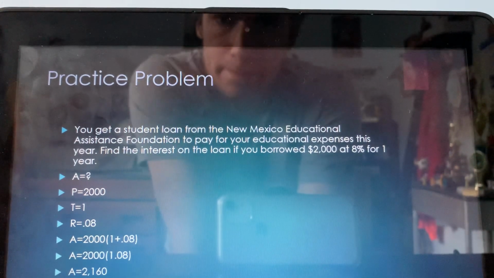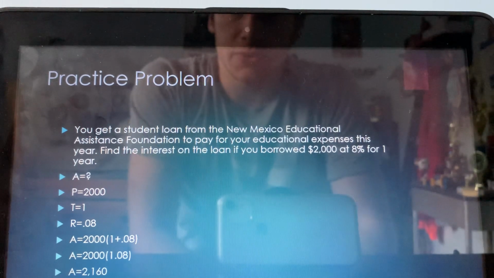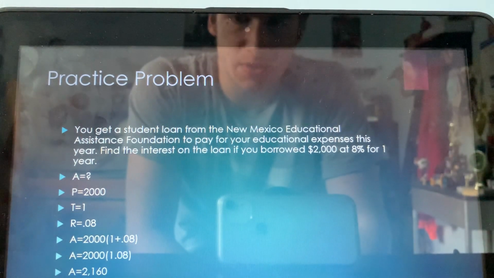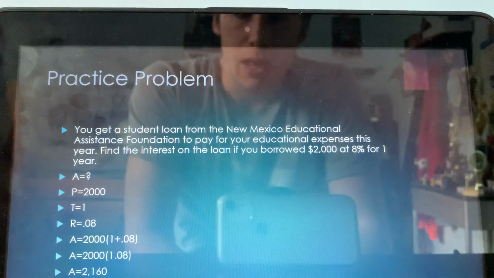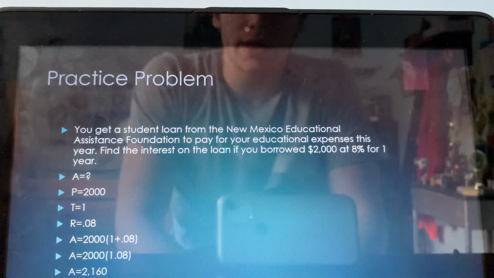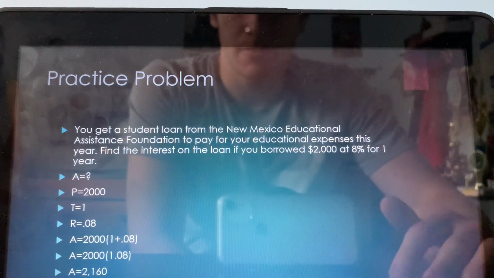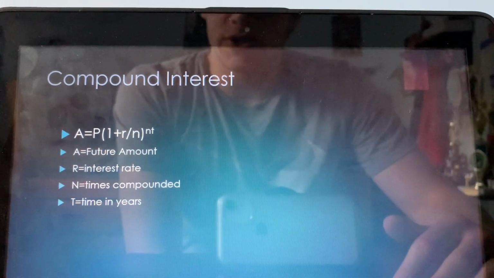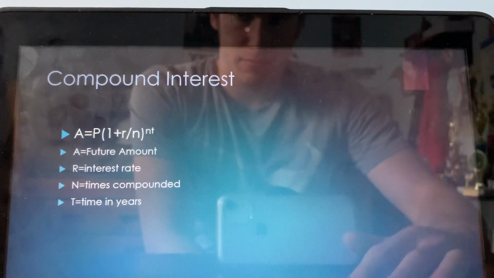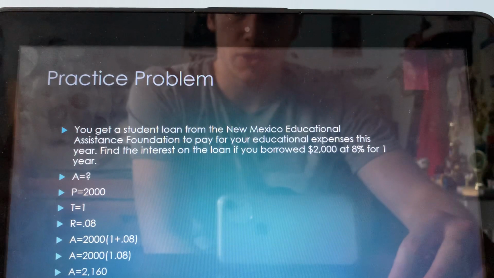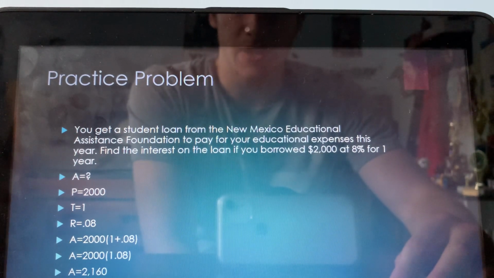So A equals 2,000 times (1 plus 0.08), and because 0.08 times 1 year is just 0.08, plus 1 is 1.08, and times 2,000 is just 2,160. So the amount is 2,160, and the interest accrued on the loan is $160, because it's A minus P.